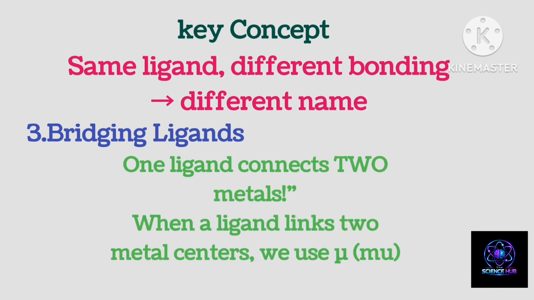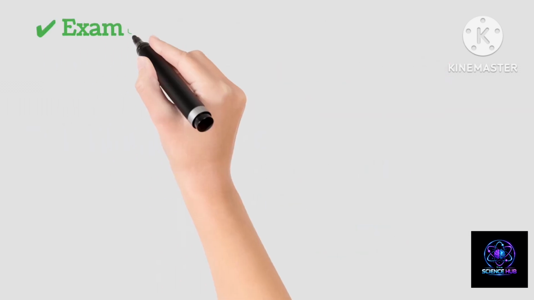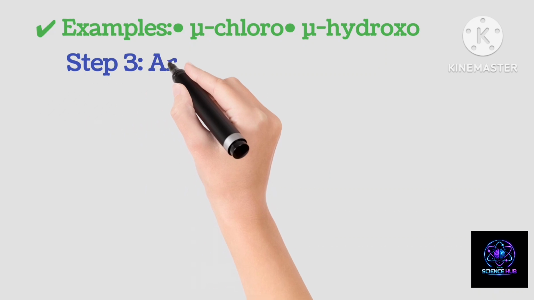3. Bridging ligands. One ligand connects 2 metals. When a ligand links 2 metal centers, we use mu. Examples: mu chloro, mu hydroxo.